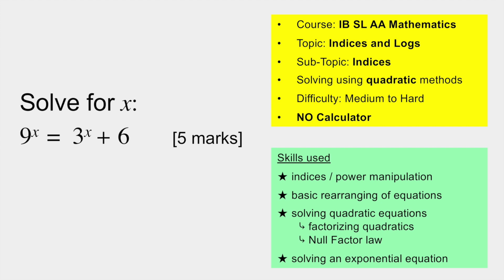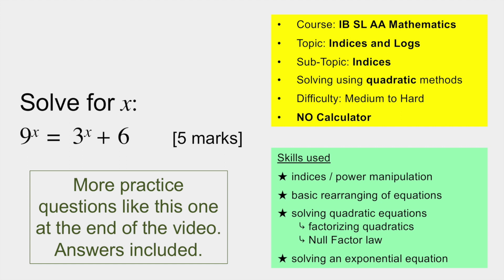This is a nice question because it will help us practice and use a whole lot of skills. And obviously, because it's a 5-mark question, they would expect that you will need at least a few steps to solve the question. So the skills we're going to be using are the manipulation of indices, or powers, if you will. I prefer calling them powers. We will also do some basic rearranging of equations. Again, this is a skill you are expected to know from previous years of studying mathematics. So this is assumed prior knowledge.